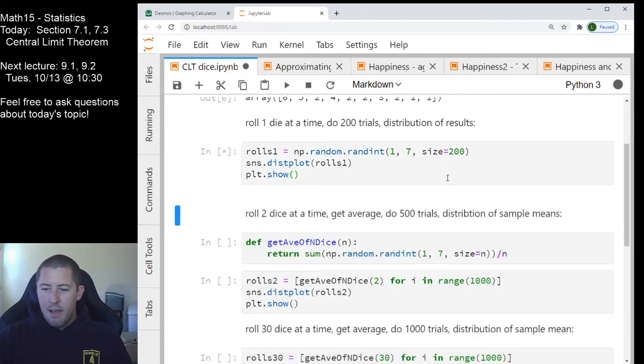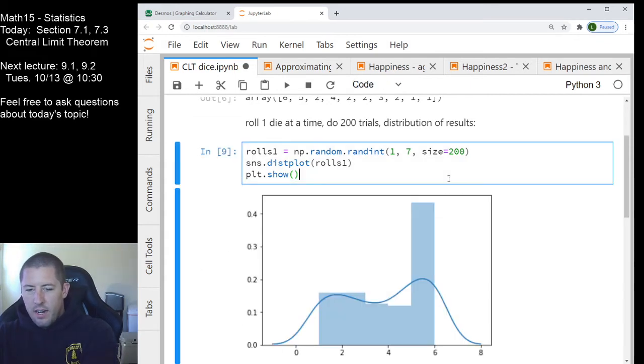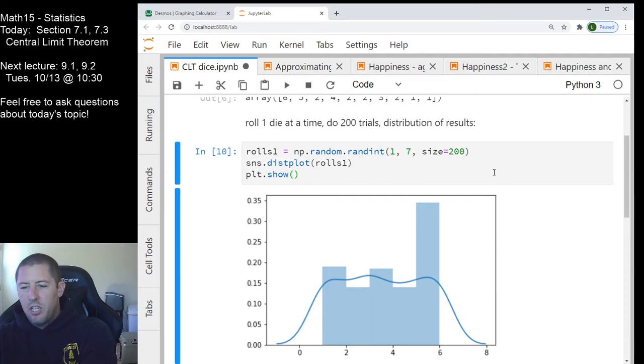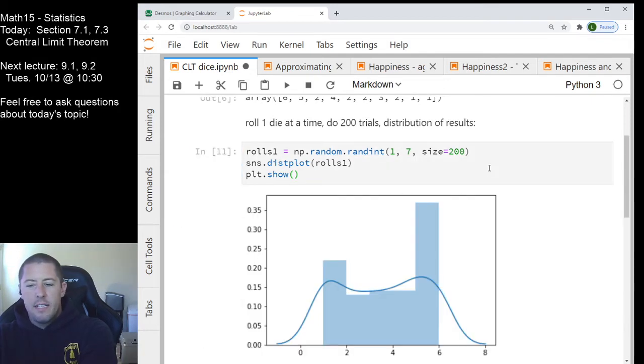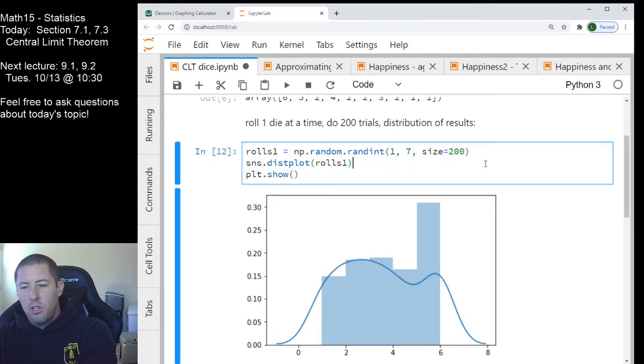Let's roll 200 dice a couple more times and see what we get. Ooh, seeing some stranger ones. Okay, that's maybe a little bit more like what I'm expecting. I'm seeing, again, the more flat-topped, uniformly distributed shape. So the cool thing about this graph is it's giving us both the histogram and the interpreted curve that's associated with the histogram.